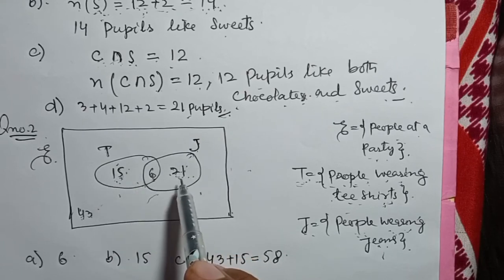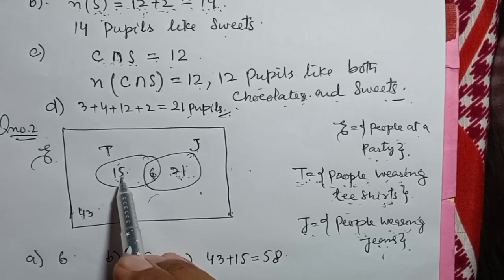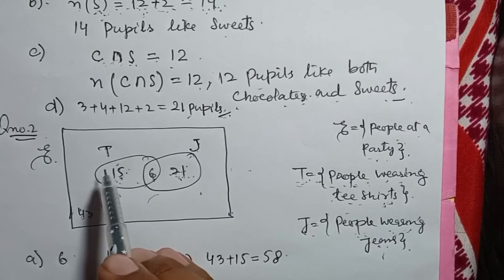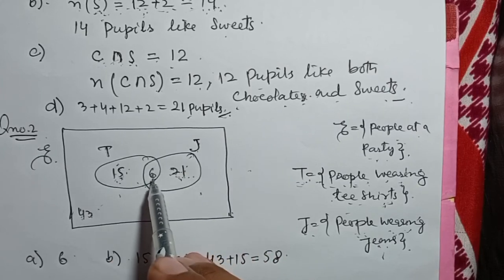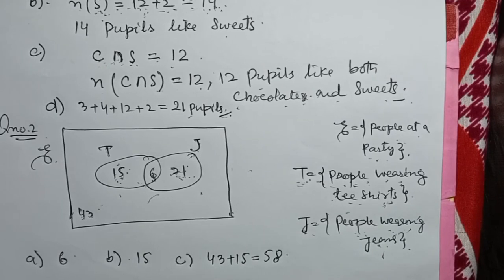Those wearing only t-shirts, that's 15. Those wearing only jeans, that is 21. Those wearing t-shirts and jeans, that is 6. These are the answers of question number 2.